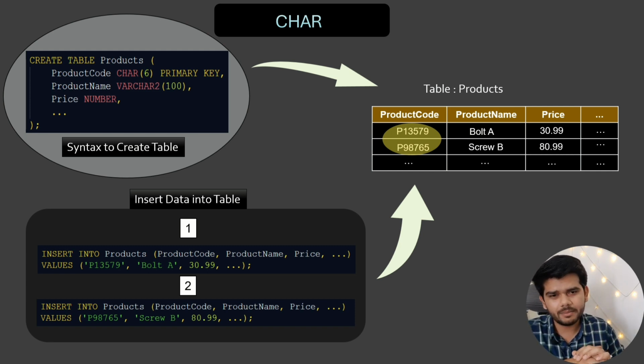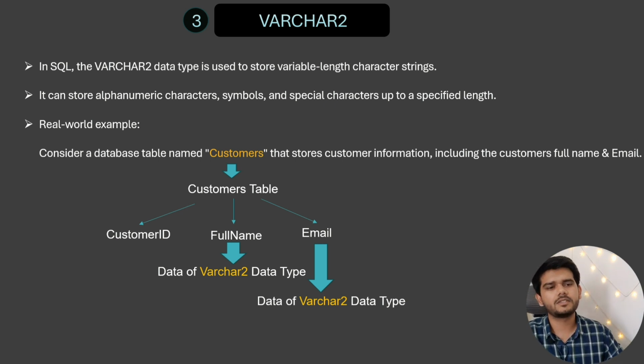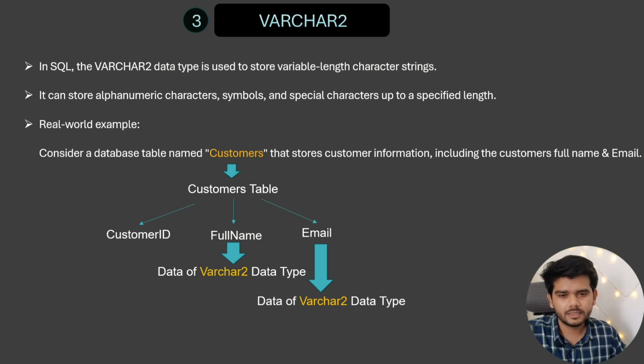Now we have the third data type, that is the Varchar2 data type. In SQL, the Varchar2 data type is used to store variable length character strings. This means that the length of the data can vary up to a maximum specified length, and only the actual characters are stored without any padding or appending of spaces. So here no appending of extra spaces will happen. That was happening in the case of char, so it's unlike char. Varchar2 stores alphanumeric characters, symbols and special characters up to the specified length.